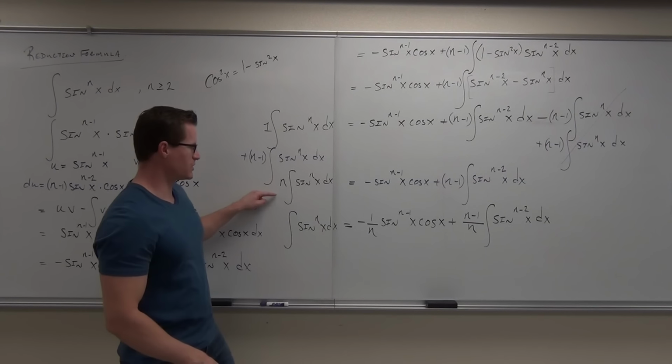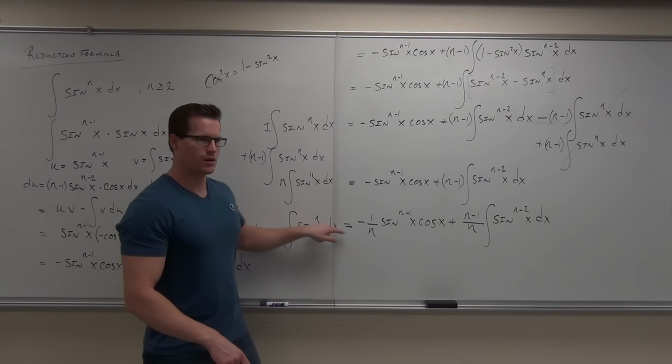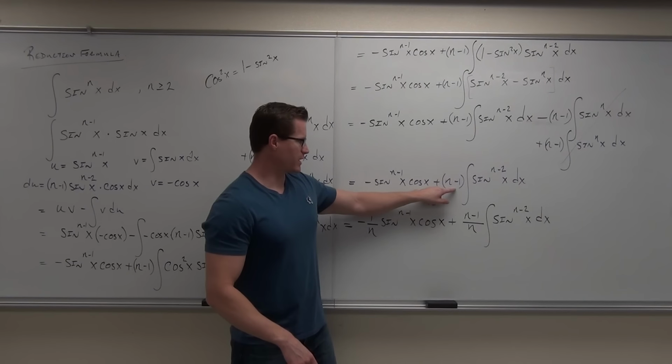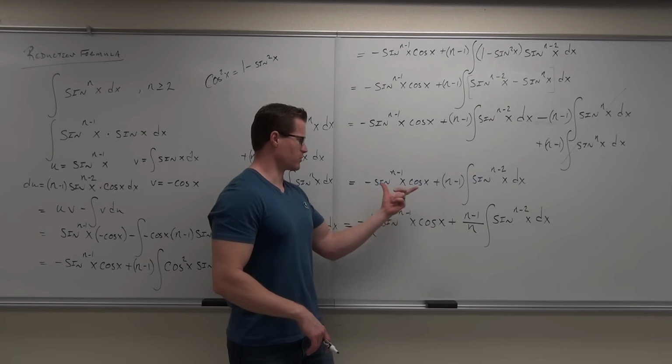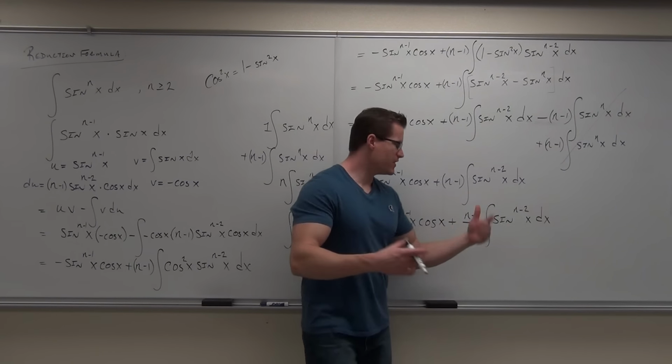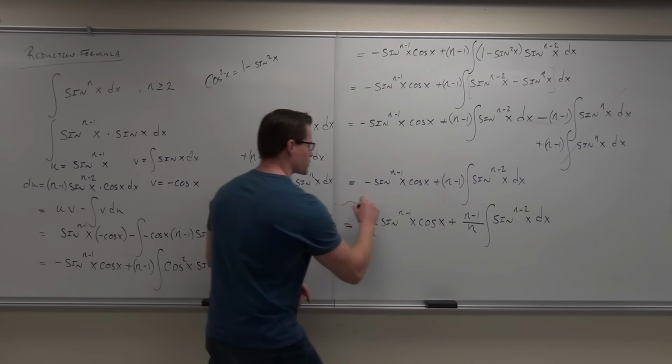Let's make sure I did it right. Did you guys see where the 1 over n is coming from? Divided by n. Here we have n minus 1. Well, now we're dividing it by n. There's only 2 terms, this one and that one. This right here, this is the reduction formula for sine.